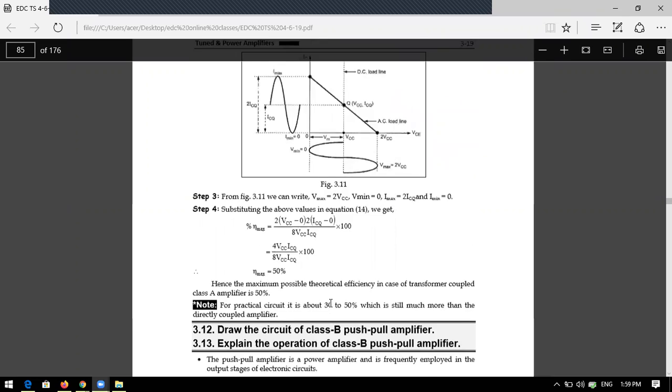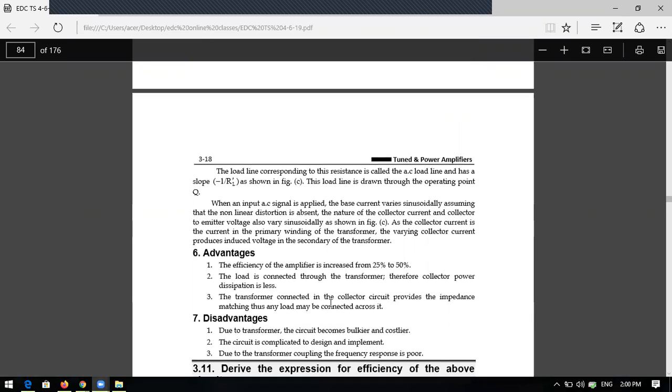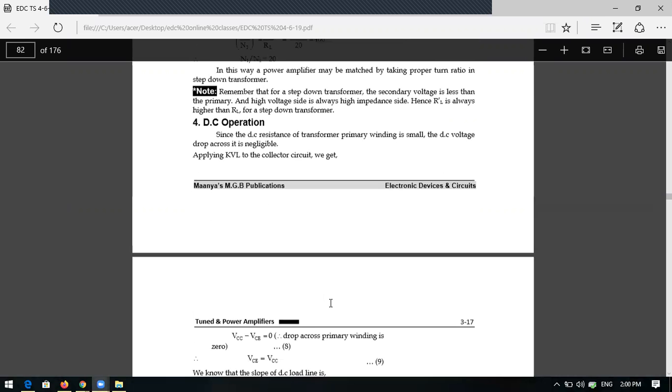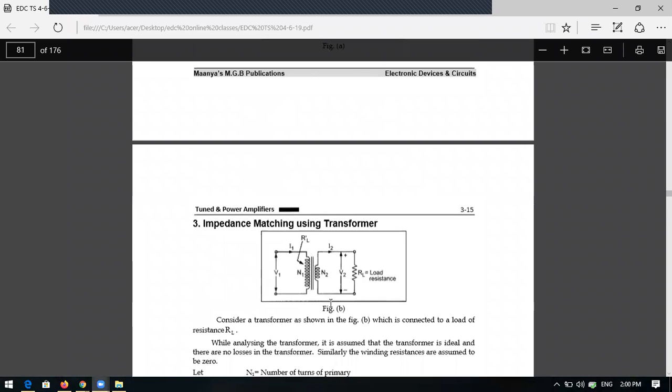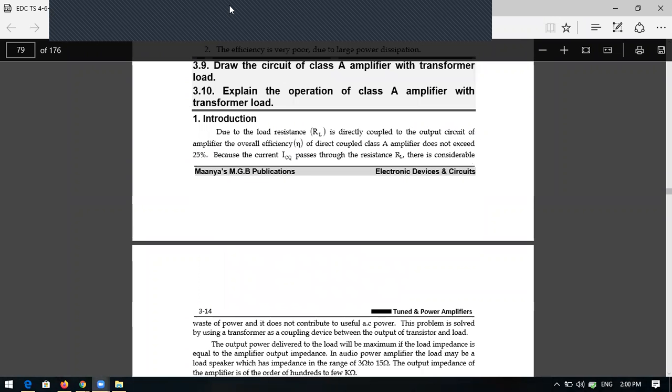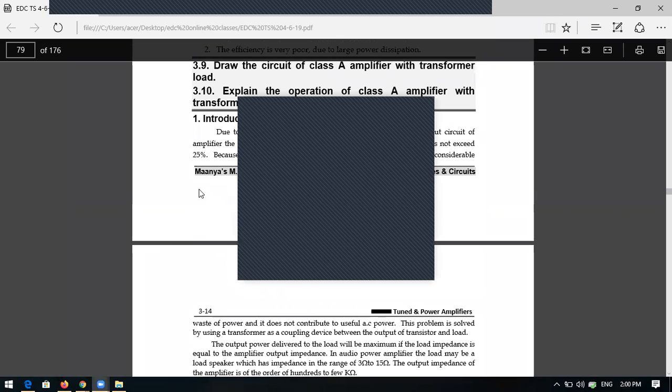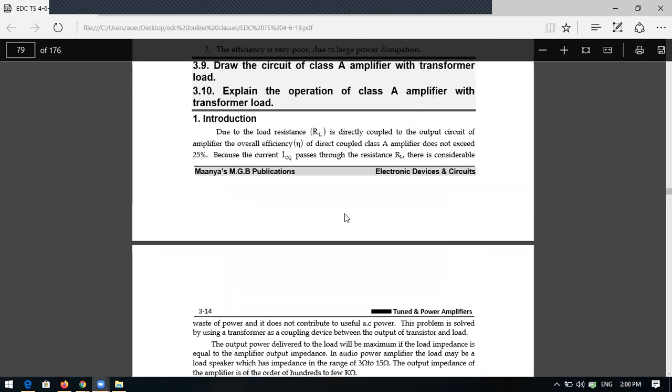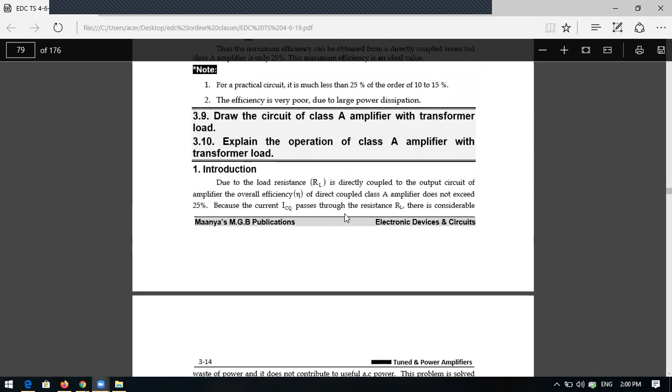So if you see here, there is a diagram as well as the derivation. This is the class A power amplifier with the transformer load. Is it clear, all of you? Is it understandable, everyone? Yes, sir. So this is the class today.